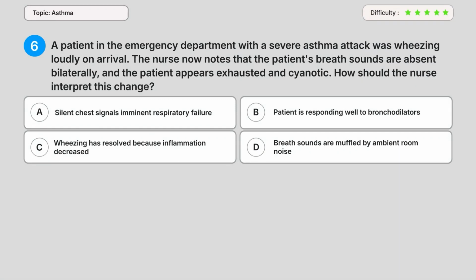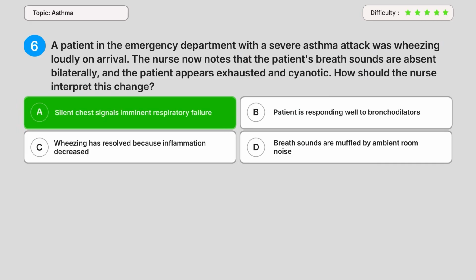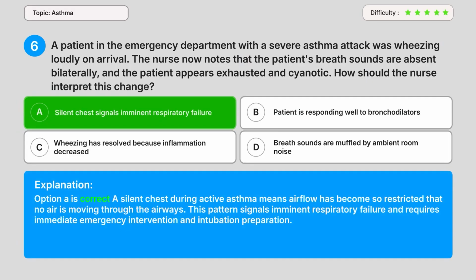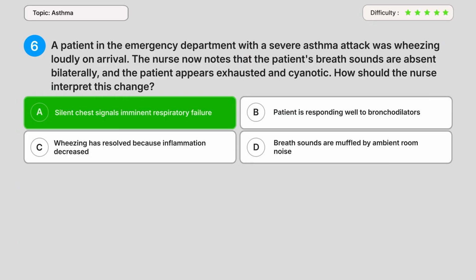Correct answer. A. Silent chest signals imminent respiratory failure. A silent chest during active asthma means airflow has become so restricted that no air is moving through the airways. This pattern signals imminent respiratory failure and requires immediate emergency intervention and intubation preparation.